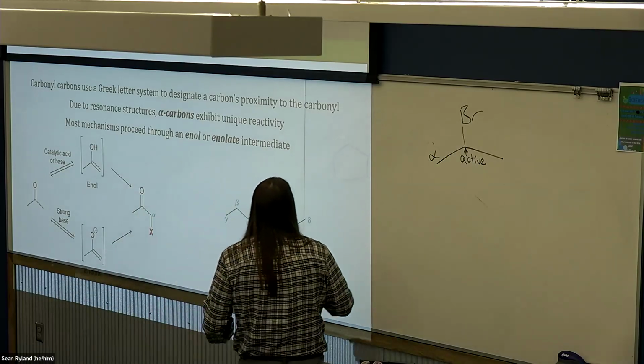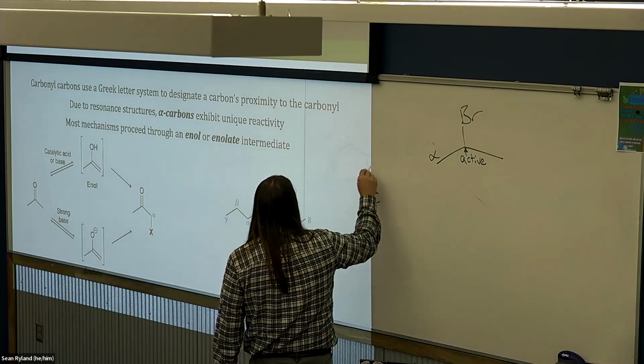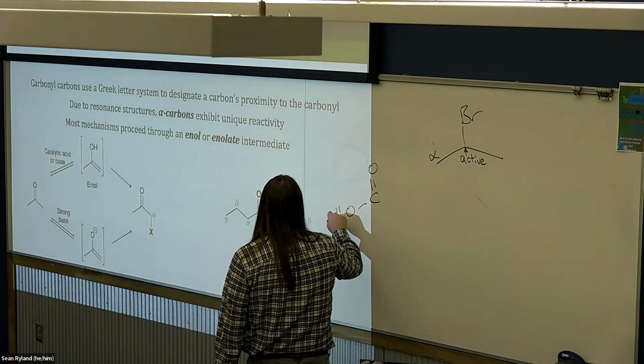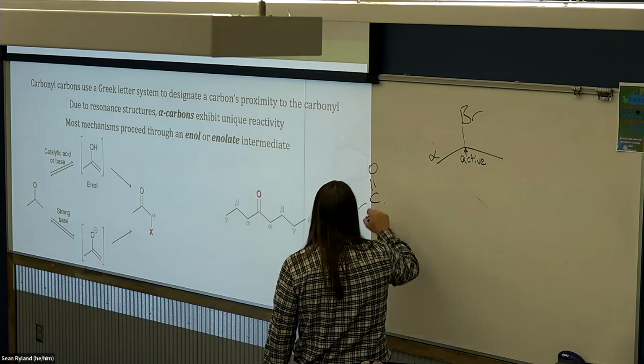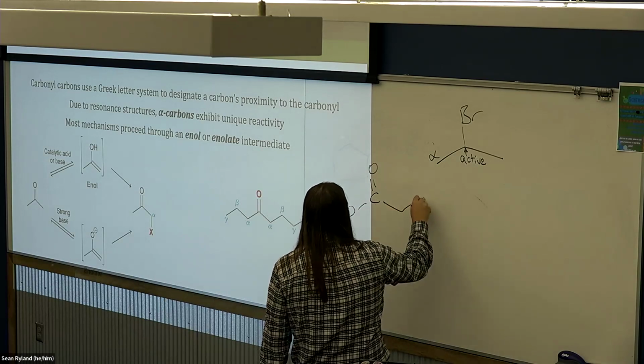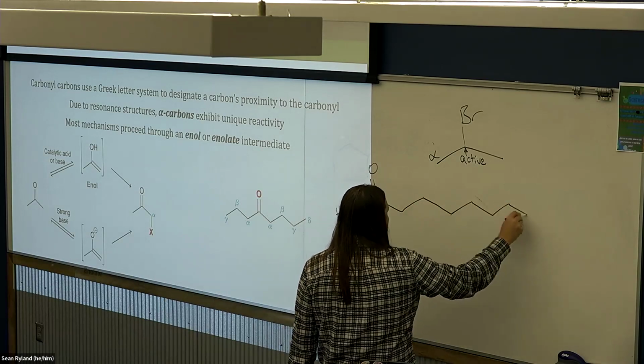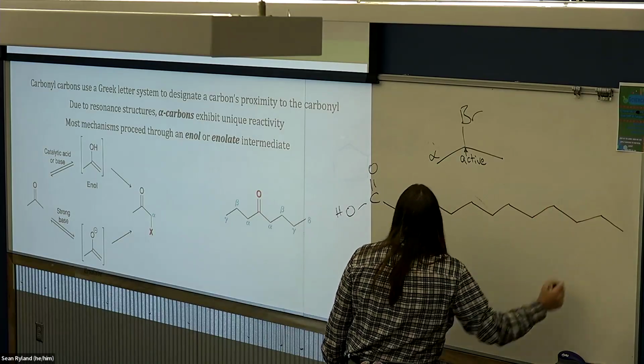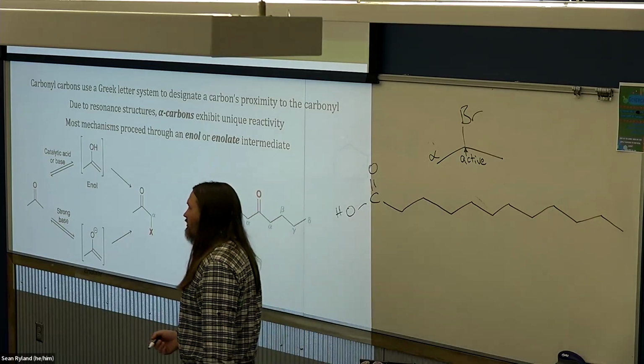What if you have a much longer carbon chain? Like say we're talking about a fatty acid that has 3, 4, 5, 6, 7. Let's just say it's got, I don't know, however many I just drew.